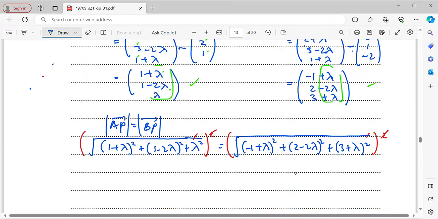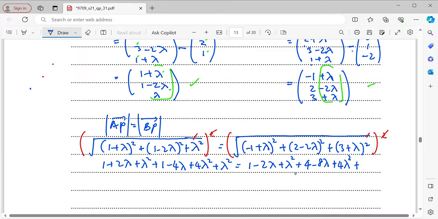Okay, and then now we need to expand. So first term, you will get 1 plus 2 lambda plus lambda squared. The second term, when you do expansion, it will be plus 1 minus 4 lambda plus 4 lambda squared, and then copy the lambda squared. Now for the right hand side, when you do expansion for the square of minus 1 plus lambda, it will be 1 minus 2 lambda plus lambda squared. Then the second term is going to be 4, square of 2 is 4. Then minus 8 lambda plus 4 lambda squared. And lastly, the square of 3 plus lambda is going to be 9 plus 6 lambda plus lambda squared.